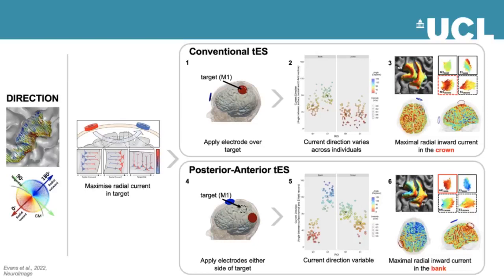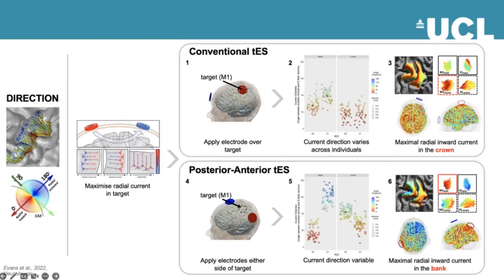We also wanted to quantify the variance in a different montage known as the posterior anterior, or PA montage. With this montage, instead of placing a target electrode over the region of interest, we actually place electrodes either side of the target. This is believed to result in more consistent current within the target region. However, we can see, looking at figure 5, that when you look across subjects, we have similar inter-individual variability in current direction, both in the bank and crown of M1.